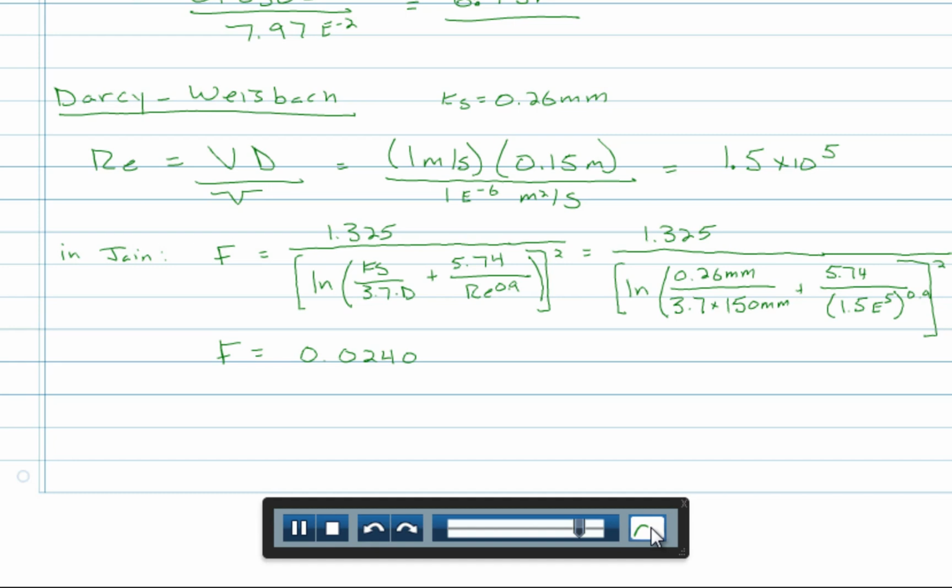So now if we want to calculate the head loss due to pipe friction, we put that into the Darcy-Weisbach equation, which is h sub f equals f L V squared divided by D 2g.